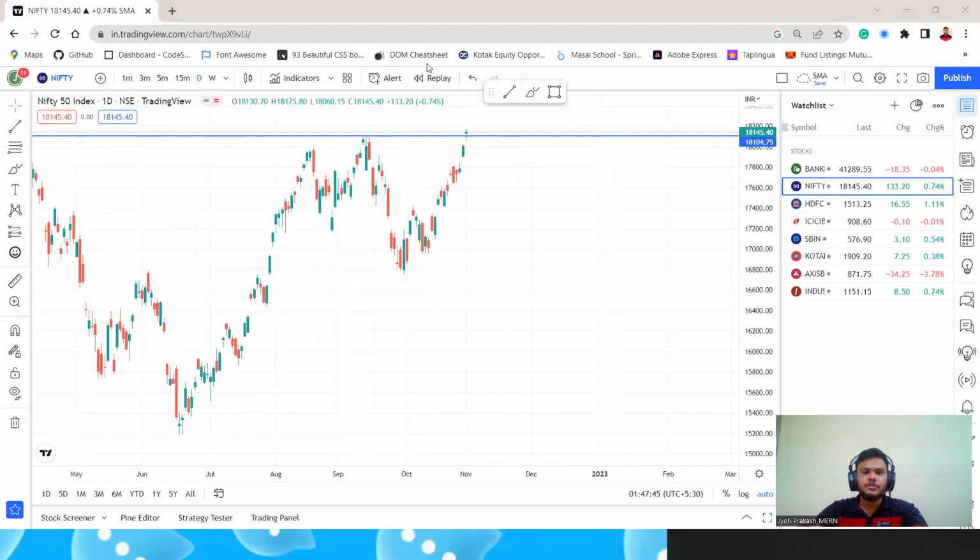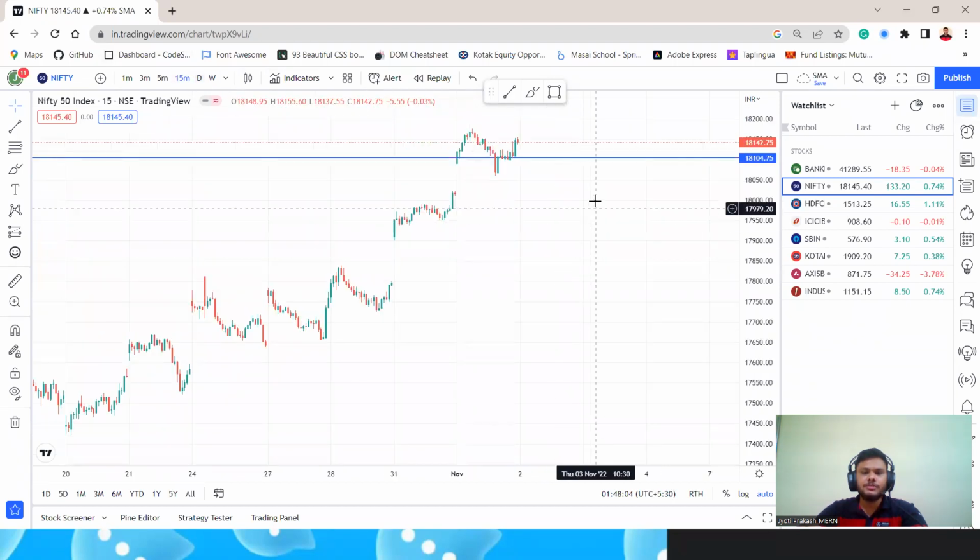But tomorrow, if it opens gap down and it closes below 18,100 or 18,180, then we're going to take it for selling, and our first target will be the round level 18,000. And if it closes below 18,000 by opening gap down, then we're going to take a trade for selling if it shows any negative movement there. Let's assume it opens below 18,000, then we're going to take a trade for selling, and our target will be 17,900 first, and our second target will be 17,830.